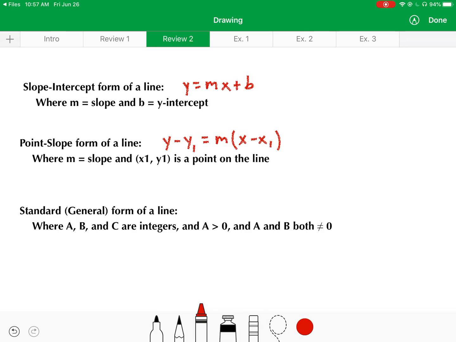Finally, we have the standard or general form of a line, depending on what textbook you're looking at. Sometimes it's referred to as standard, others it's referred to as general. It looks like this: ax plus by equals c, where a, b, and c are all integers, meaning no fractions, no decimals. A has to be greater than 0, meaning a can't be negative, and a and b both cannot equal 0, okay? All right, so let's now get into some examples.